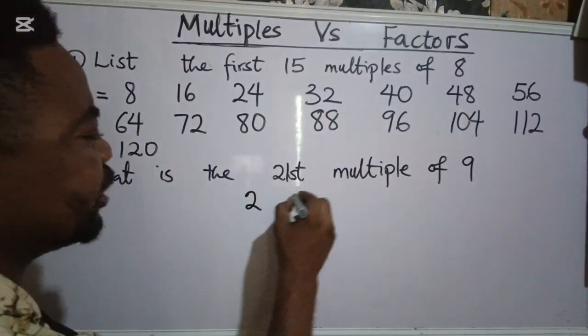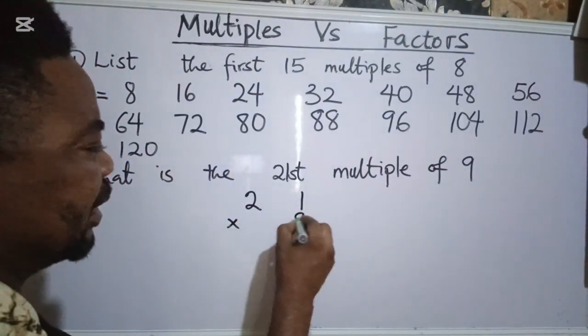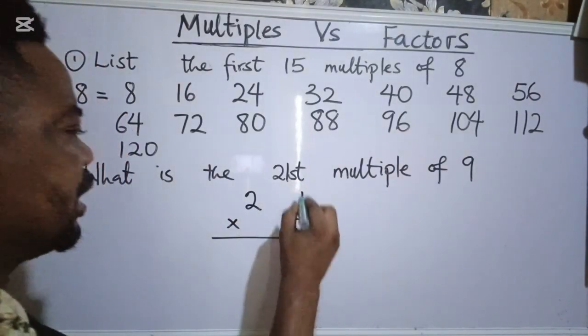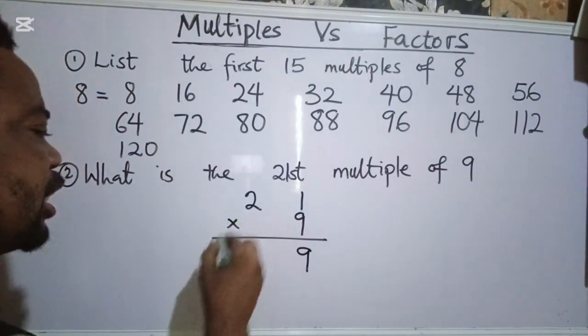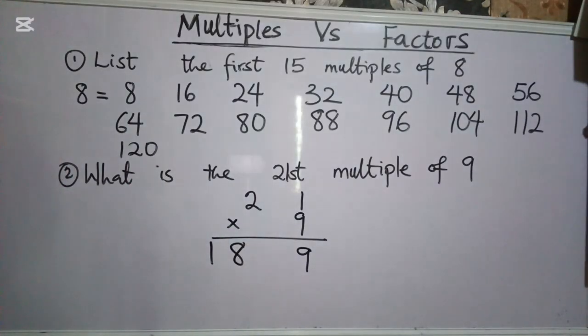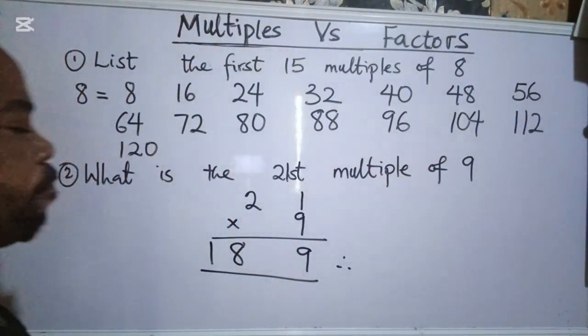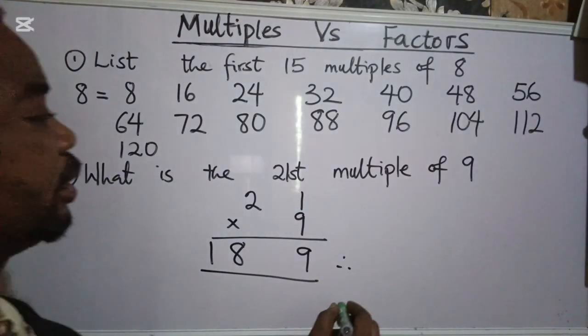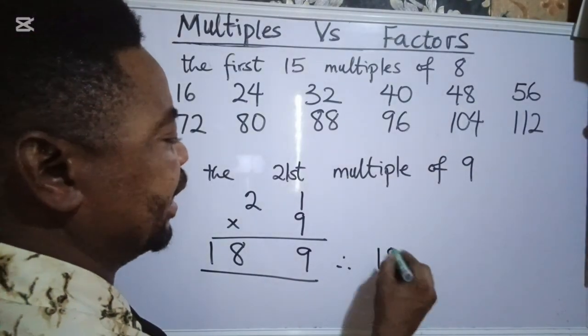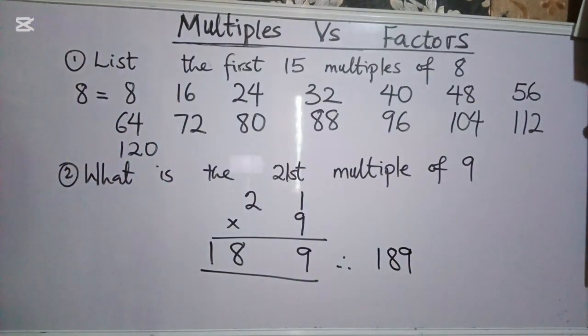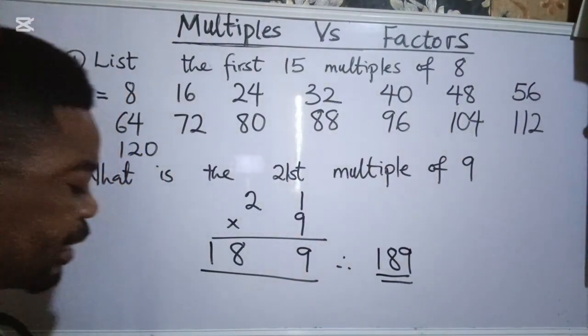21 times 9. That gives us what? This one 9 and this one 18. You see it now. Therefore the 21st multiple of 9 is 189. 189 is our answer here. They can make it bigger.